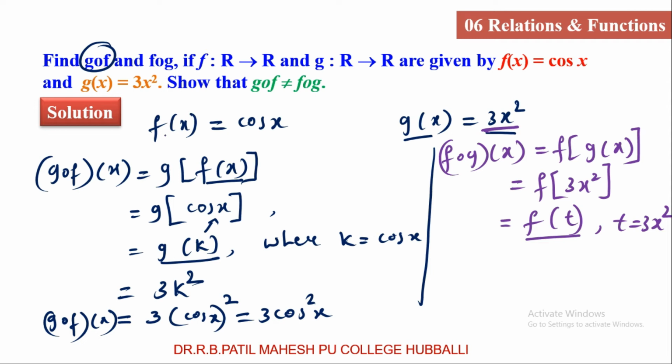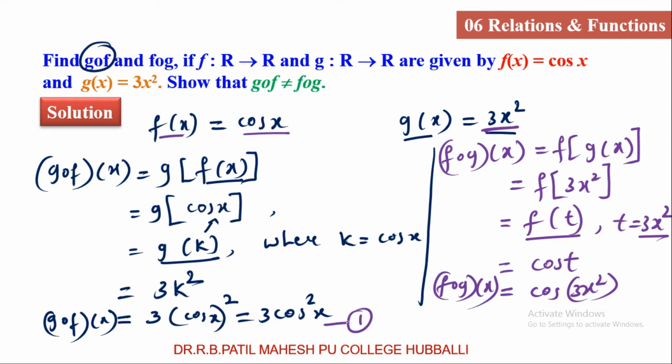What will be f of x? Cos x. Then f of t will be cos t. The variable is t, so cos t. And cos of t function, what is t? 3x square. So I am writing t as 3x square. So this is going to be the f composition g of x. Let me take this as equation number 1, f composition g as equation number 2. From 1 and 2, do you think they are equal? No. Therefore, f composition g is not equal to g composition f.